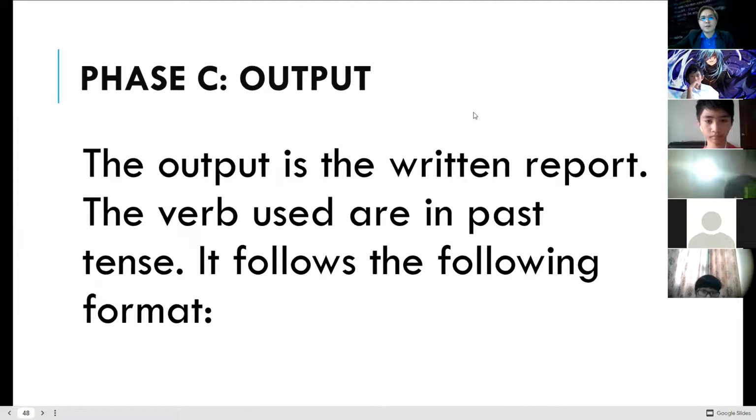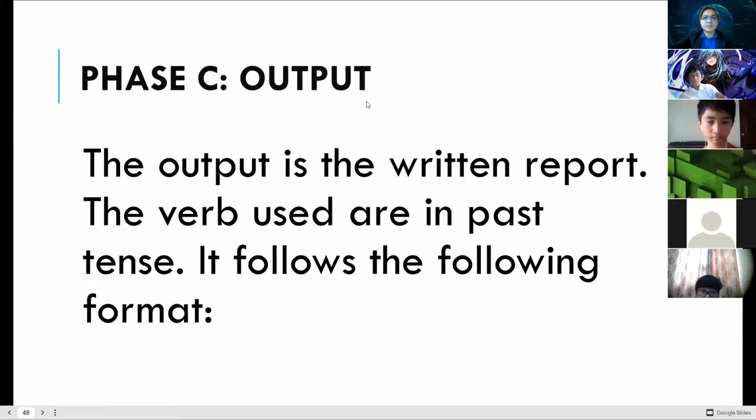Phase C. This is also one of the important parts because you are now putting your output in a report. The output is a written report. The verbs used there are in past tense simply because you're done conducting the experimentation. It follows the following format. Okay, there is a format to follow for the output.